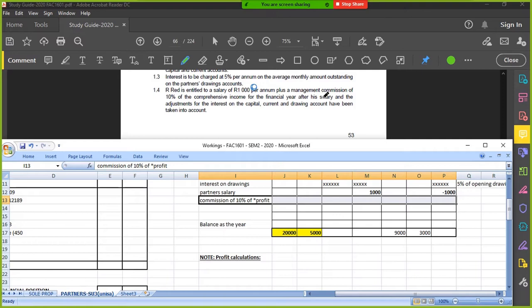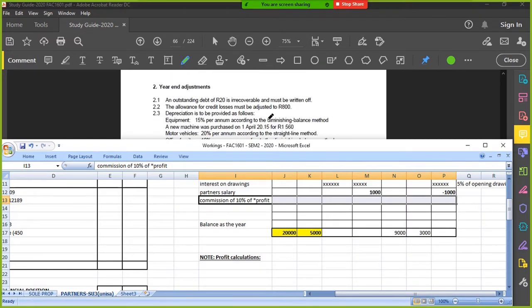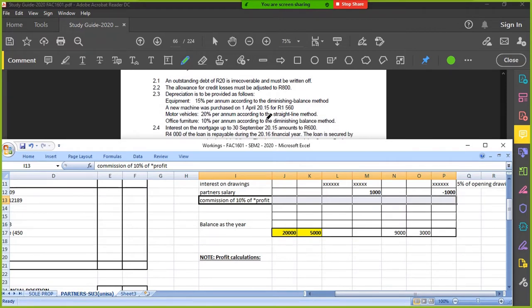For who? For the same person, looks like it. Red is entitled to a salary plus a management commission. Okay, this was commission. No wonder it's different. The one was salary, the one is a commission. They are different things. I thought they were the same. Just read carefully.